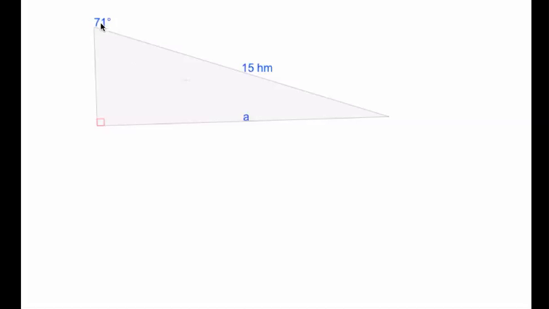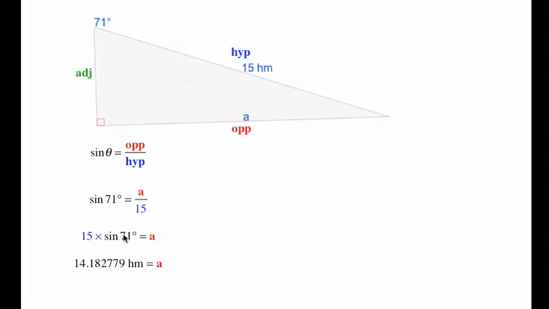Our angle is 71 degrees, so the opposite side is going to be right down here, and this is our hypotenuse. So our adjacent side is going to be right here. We know that the sine of our angle theta is opposite over hypotenuse. So we get sine of 71 is the opposite, which is our A side, over the hypotenuse, which is 15. We cross multiply, and we have 15 times sine of 71 degrees is our unknown. Then use your calculator, sine of 71, multiply that by 15.